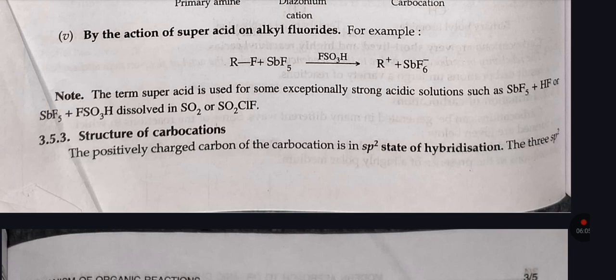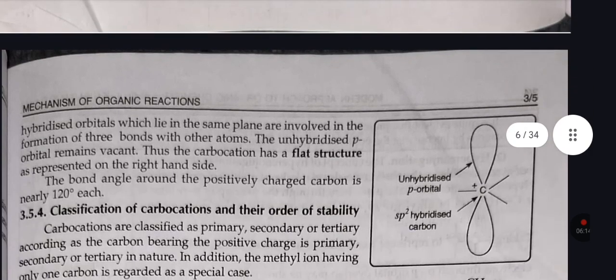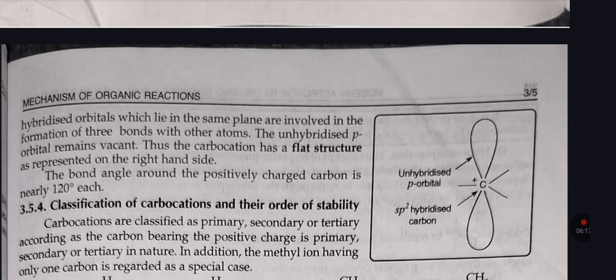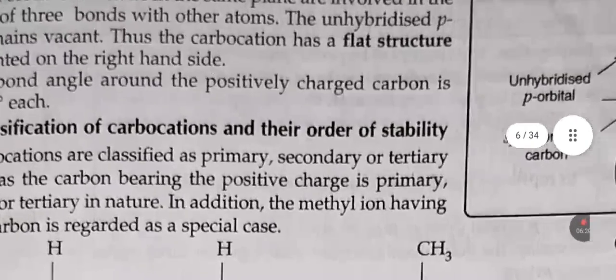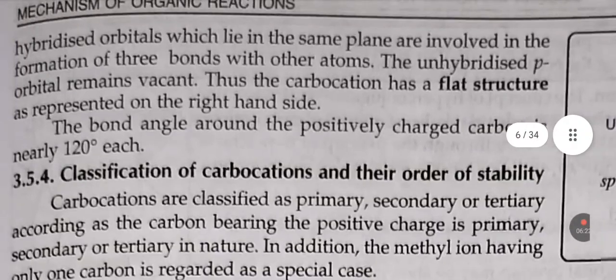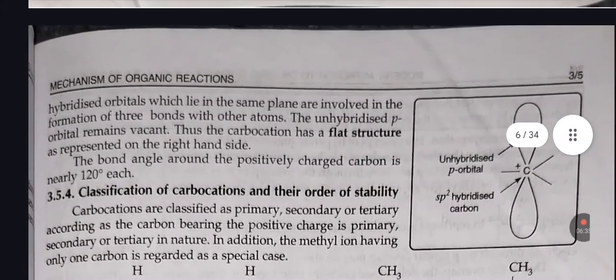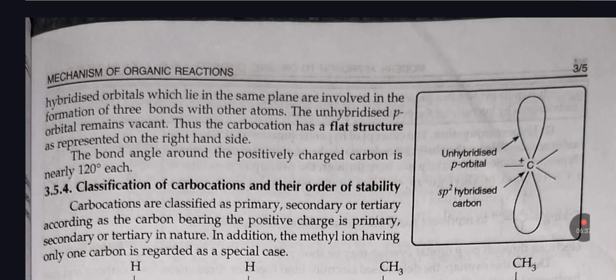Structure of carbocation. The positively charged carbon of the carbocation is in sp2 state of hybridization. The three sp2 hybridized orbitals, which lie in the same plane, are involved in the formation of bonds with other atoms. The unhybridized p orbital remains vacant, thus the carbocation has a flat structure as represented on the right hand side. The bond angle across the positively charged carbon is nearly 120 degrees each.